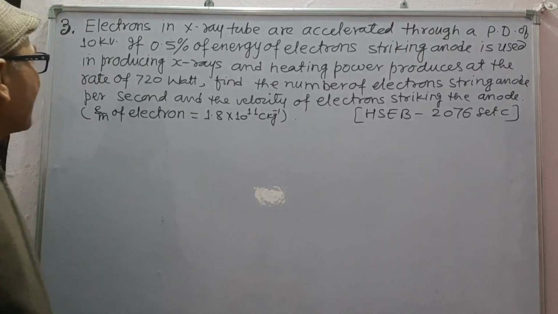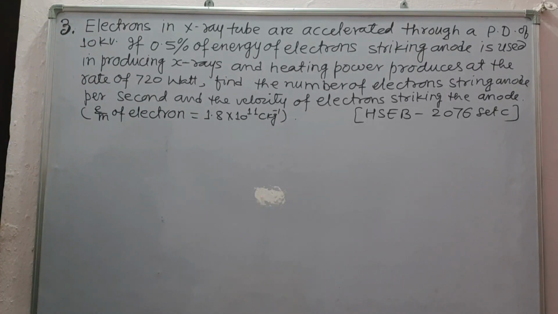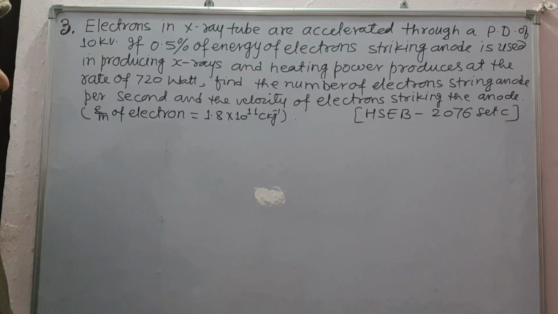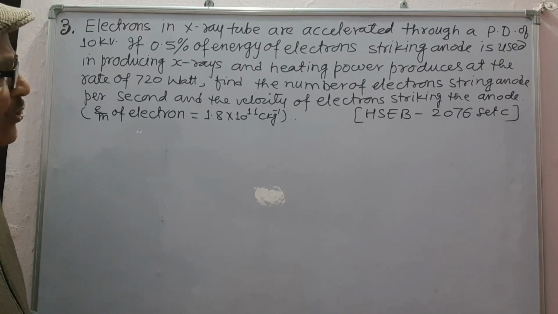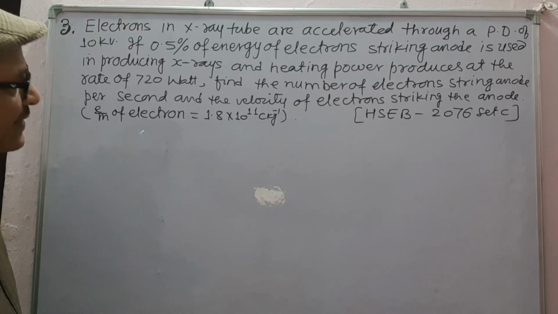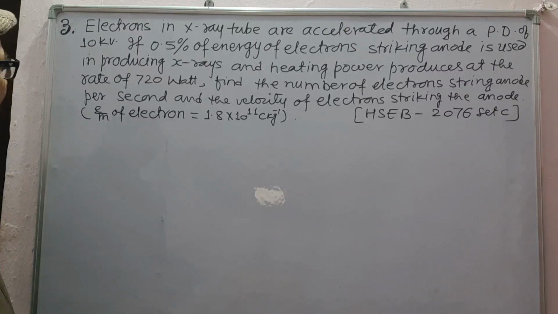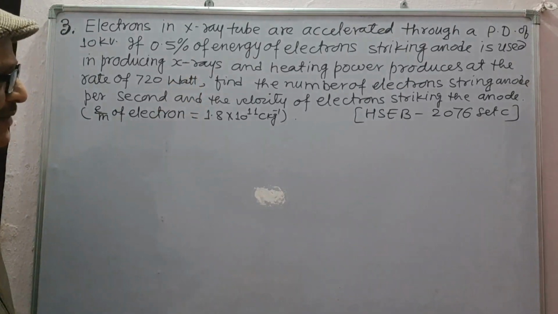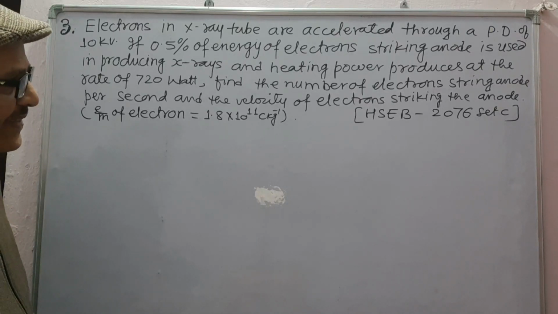Question number 3. Electrons in an X-ray tube are accelerated through a potential difference of 10 kilovolt. If 0.5% of energy of electrons striking the anode is used in producing X-rays and heating power is produced at the rate of 720 watts, find the number of electrons striking the anode per second and the velocity of electrons striking the anode.